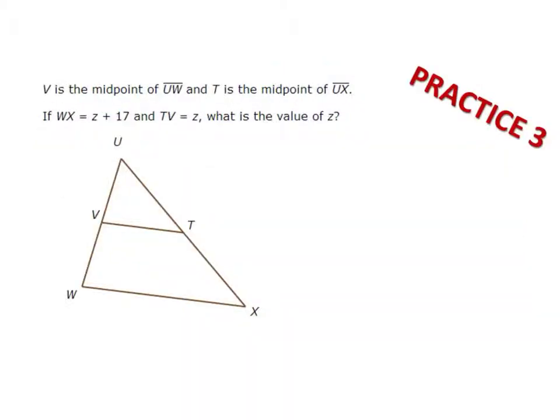Your practice problem 3, V is the midpoint of UW and T is the midpoint of UX. If WX equals Z plus 17 and TV equals Z, what is the value of Z? Now remember, Z plus 17 is going to be twice as big as TV. Always multiply the smaller side times 2 to get your value of the variable.